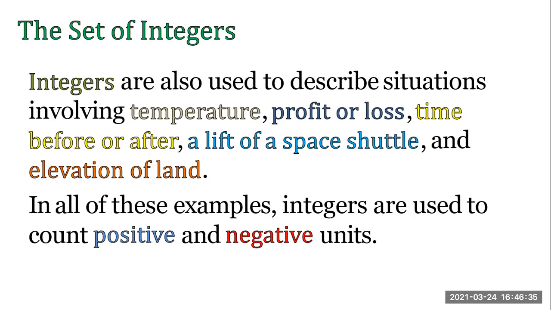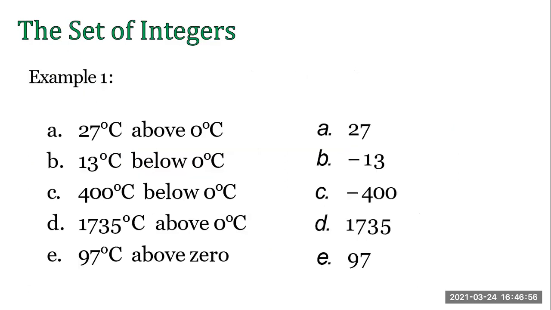Integers are also used to describe situations involving temperature, profit or loss, time before or after, a lift-off of a space shuttle, and elevation of land. In all of these examples, integers are used to count positive and negative units. Example, letter A, we have 27 degrees Celsius above 0 degrees Celsius. So that is positive 27.